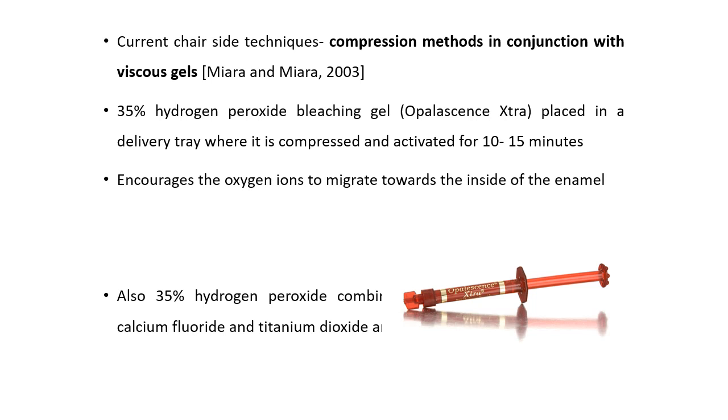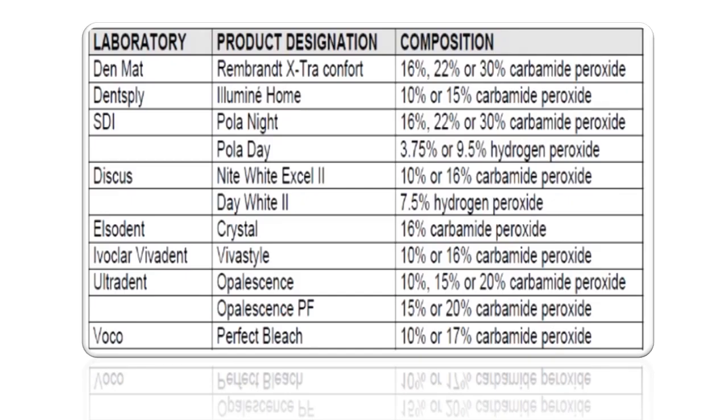Current chairside techniques, that is the compression methods in conjunction with viscous gels, include 35% hydrogen peroxide bleaching gel, that is the Opalescent Extra, placed in a delivery tray where it is compressed and activated for 10 to 15 minutes. This encourages the oxygen ions to migrate towards the inside of the enamel. Also, 35% hydrogen peroxide combined with calcium fluoride and titanium dioxide. These are the different bleaching agents that are available in the market, with the product designation as well as the composition.